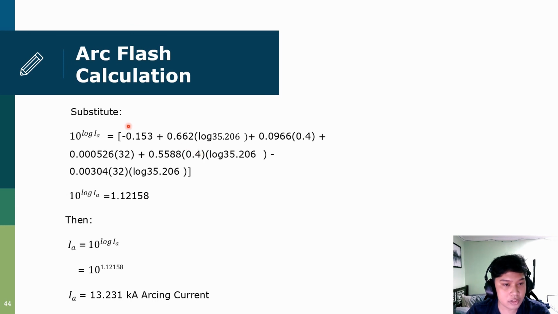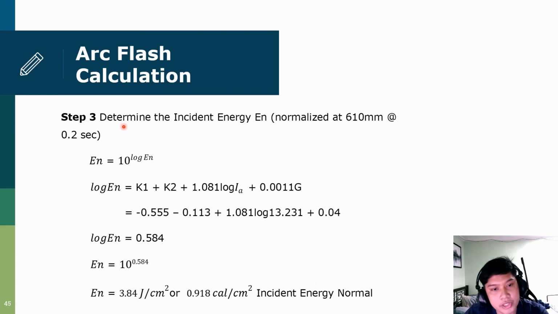So now we substitute the variables to the formula, which is this one. The result of this one is 1.12158. Substituting this to the previous formula, which is this one, 10 raised to 1.12158, we got the arcing current of 13.231 kiloampere.